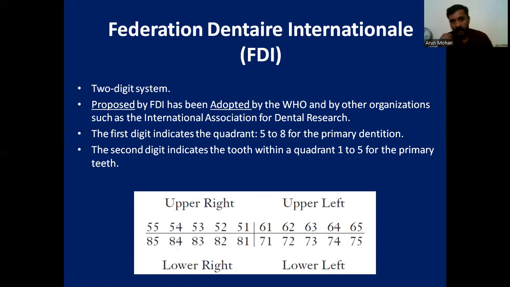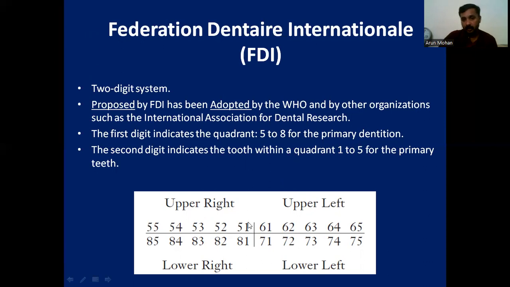And in this system, again, the teeth are denoted by numbers from 1 to 8. So we use the numbers 1 to 8 for each particular tooth in permanent dentition, and 1 to 5 for primary dentition. But here, instead of using symbols for the quadrant, we use another number to denote the quadrant. For primary teeth, it's numbered from 5 to 8. Upper right is considered as quadrant number 5. Maxillary left is quadrant number 6. Mandibular left is quadrant number 7, and mandibular right is quadrant number 8.